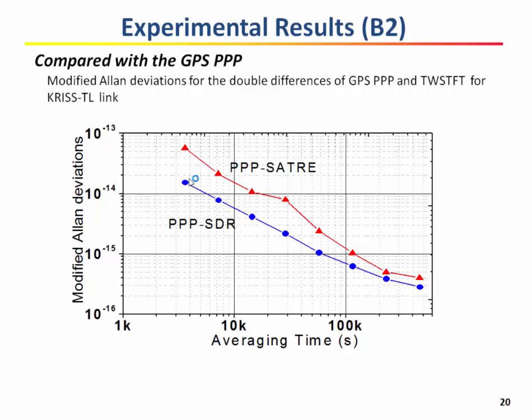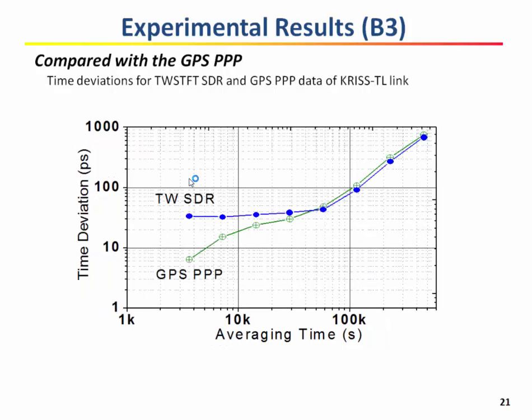And here shows the modified Allan deviation for the double difference between the PPP and the SDR. They have a better stability here. And the conventional C3 results are not so consistent with the GPS PPP. And here shows the time deviation. This is the GPS PPP result, and this is the two-way SDR result. GPS PPP results have a better short-term stability because they use the carrier phase data. But for averaging times larger than 1 day, the SDR shows a good result here.